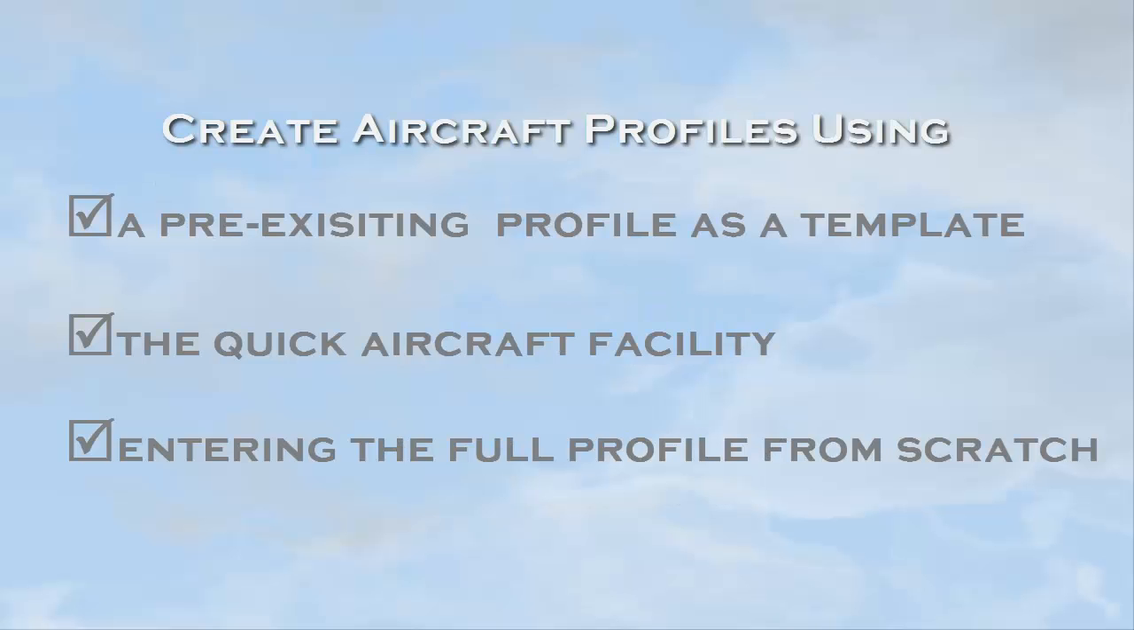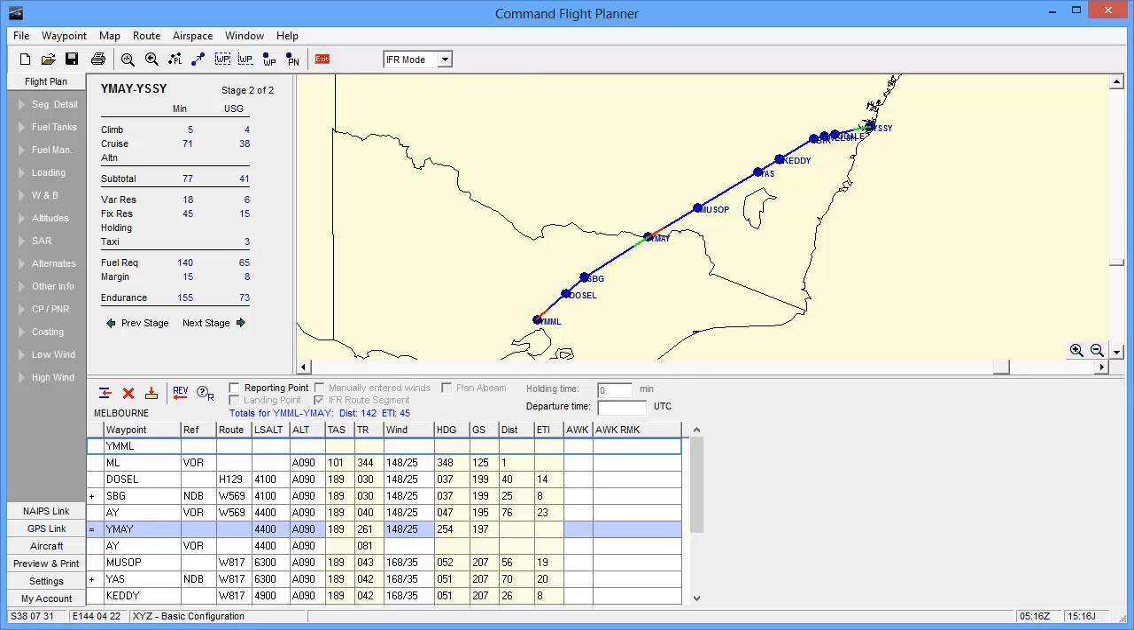Command Flight Planner is capable of planning for a wide range of aircraft, from small single-seaters through to high-performance jet aircraft. You can create aircraft profiles using the aircraft data contained in the aircraft library as templates. There is also a quick aircraft function that allows you to enter only the bare essentials in one simple screen, or create profiles from scratch using your own aircraft data. Any way you choose to do it, it's an easy and straightforward process.